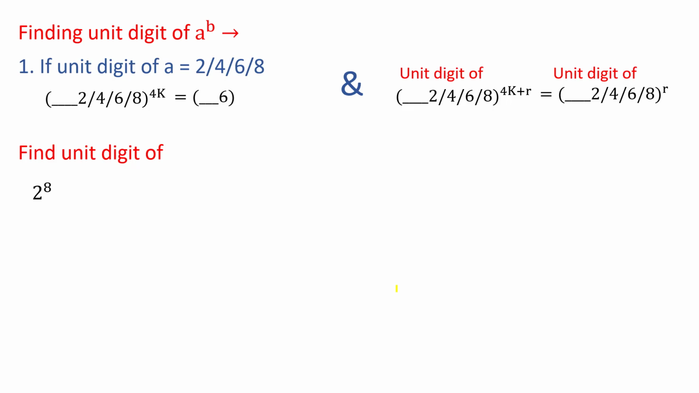Let's find the unit digit of 2 to the power 8. 2 to the power multiple of 4 always ends with 6. 46 to the power 928. Over here unit digit is 6 and 928 is a multiple of 4. 6 to the power multiple of 4 always ends with 6, or 6 to the power any number always ends with 6. Then 524 to the power 724.